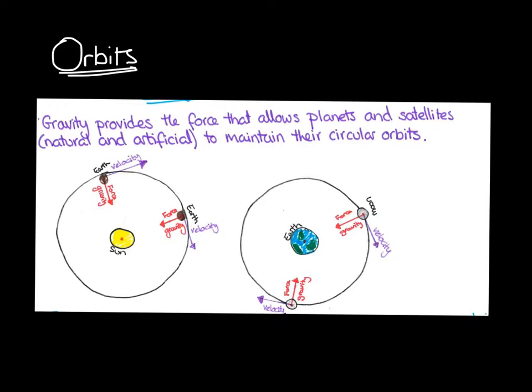First of all, you can have two types of satellite, natural or artificial. Natural means it's naturally made. Artificial means it's been man-made. So that could be something like the Hubble Space Telescope or a communication satellite, something like that.